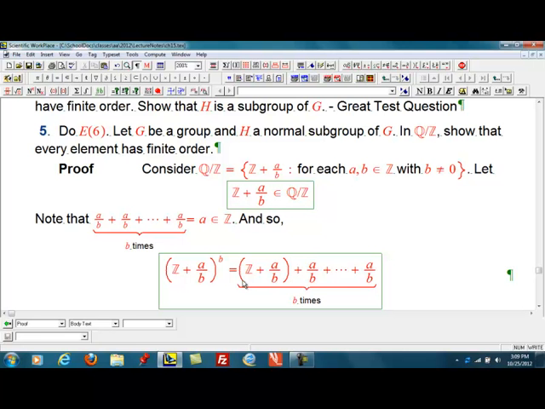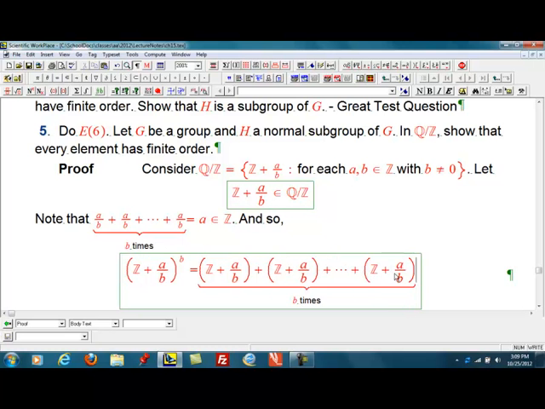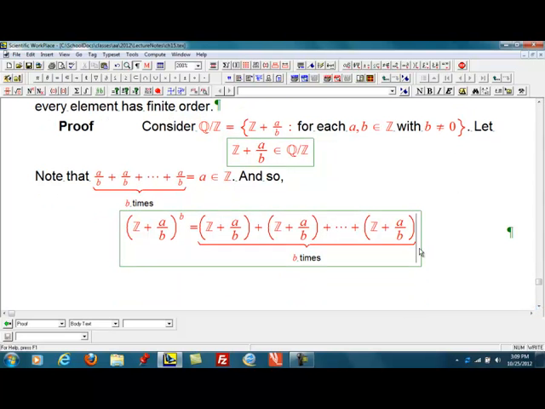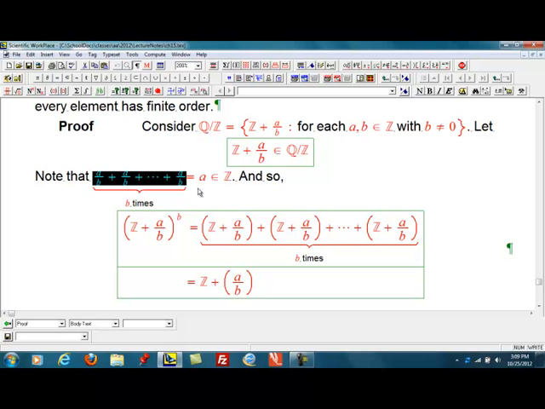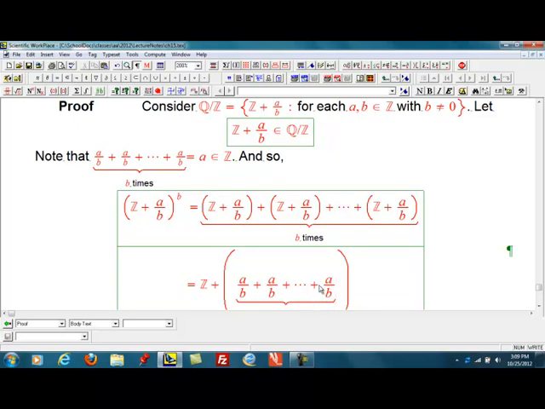I have a question. What's your question? You said something earlier that didn't make sense. You said we're not assuming that it's normal, we're showing that it's normal. No, I'm assuming that this one's normal. Z is a normal subgroup under addition. But what is this equal to? Since it's a normal subgroup, this is the integer Z plus a over b added together b times, right? Does that make sense? No, why isn't it b times the integer?